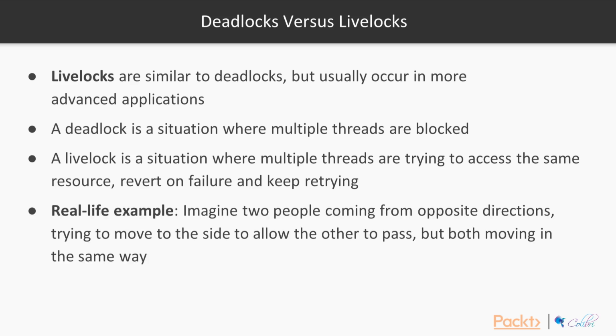A real-life example, which again you may find familiar. Imagine two people walking in a corridor towards each other on the same side. They are polite and trying to let the other pass. However, as they are trying to move to the side, they are both moving to the same side, not knowing that the other will do the same. This is the real-life livelock, since both people are trying to fix the situation, but neither is succeeding.